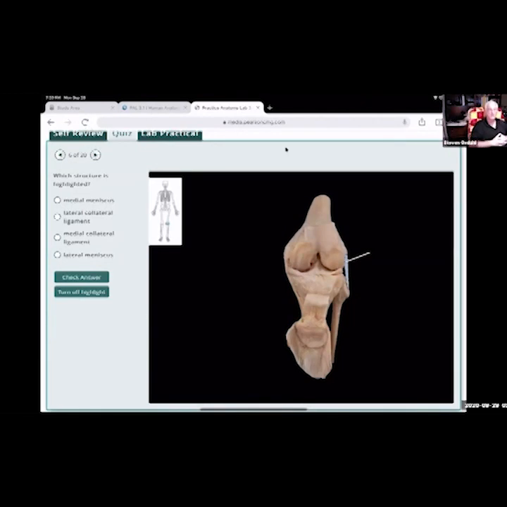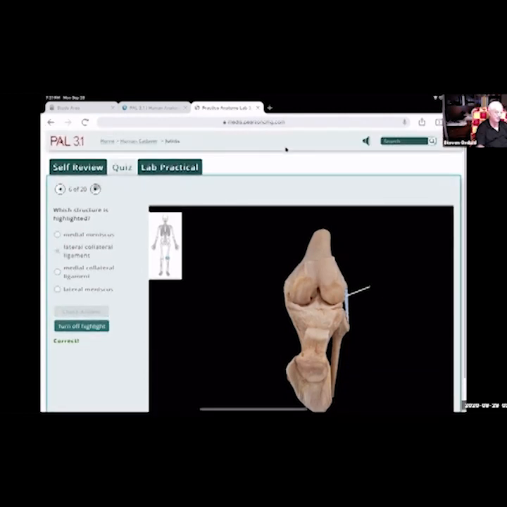What structure is highlighted? We're looking at an anterior view, because there's the patella. If you're looking at it head on, the blue structure is on what side, the medial or the lateral side? That'd be the lateral collateral ligament. Yep. And that connects what two bones? The femur and the fibula. Yeah, that's right.